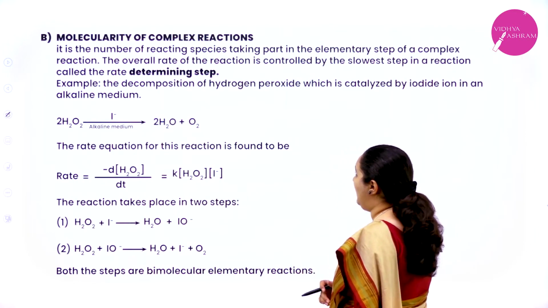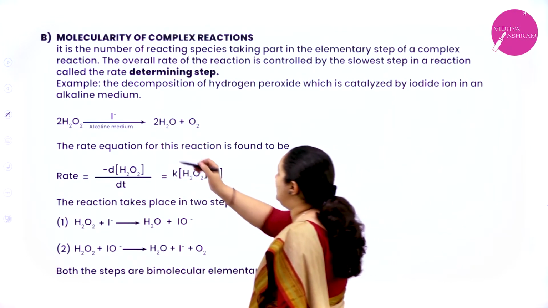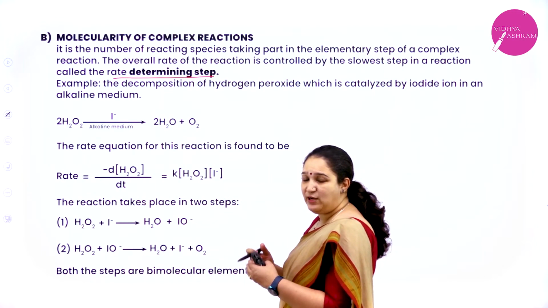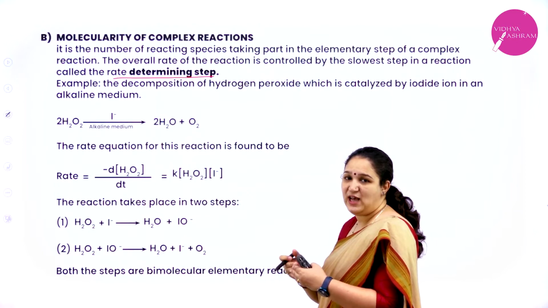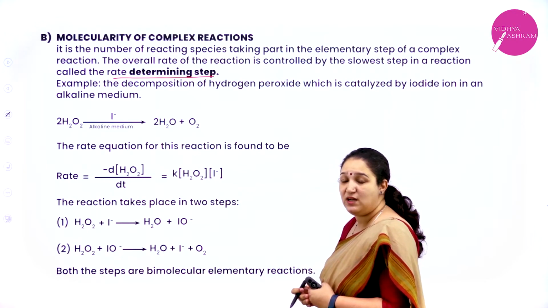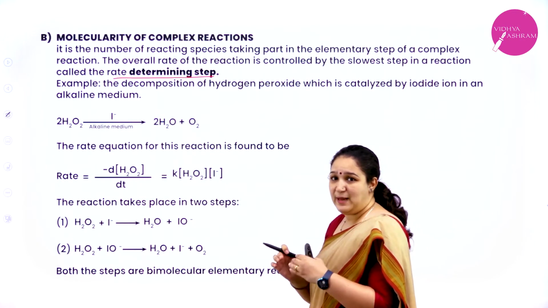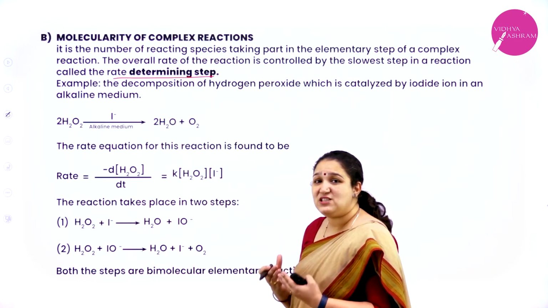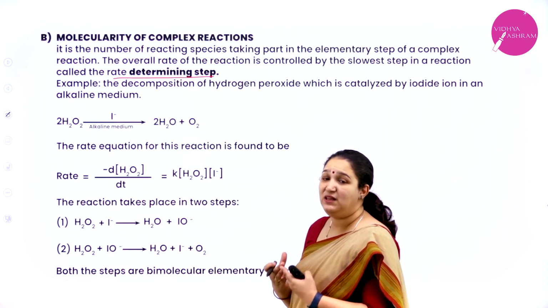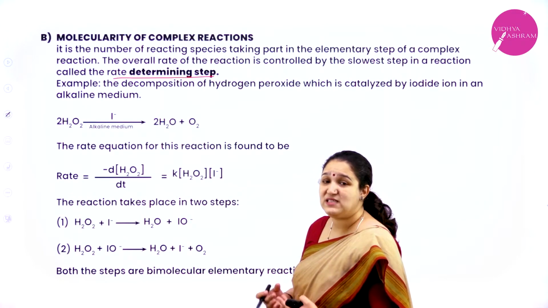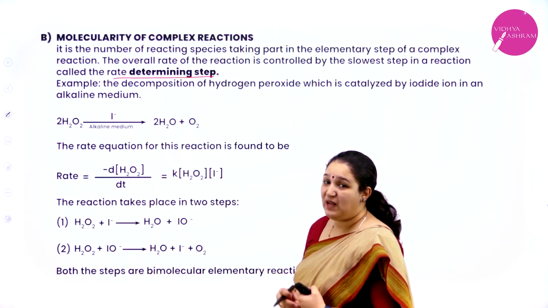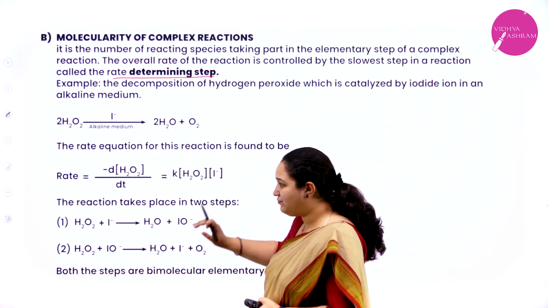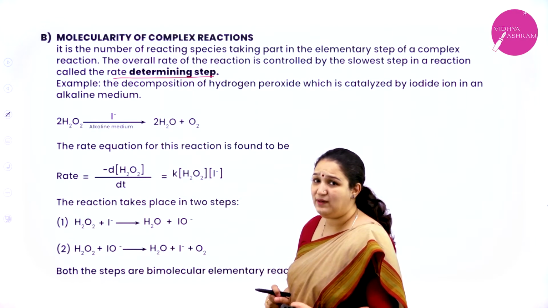Okay. Next we have something called the rate determining step. Now, in a complex reaction, I told you it is a reaction which happens in several steps, isn't it? So one of the steps might be the slowest step, which will happen very slowly. Such a step, the slowest step in the complex reaction, is called the rate determining step. I'll come back to writing the rate equation after I explain one example.